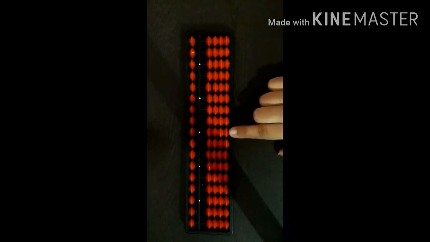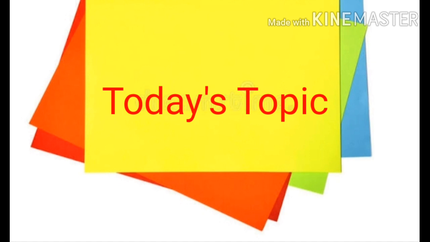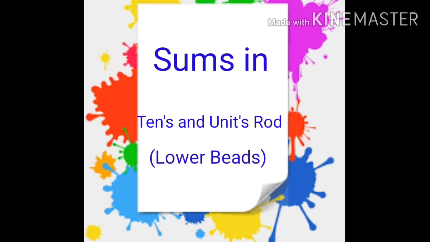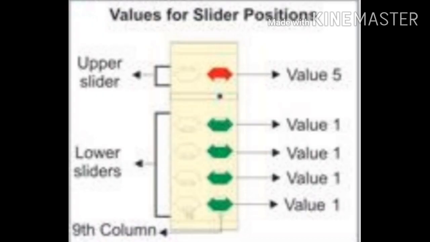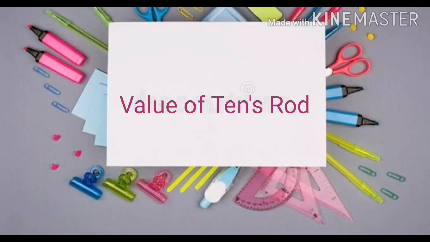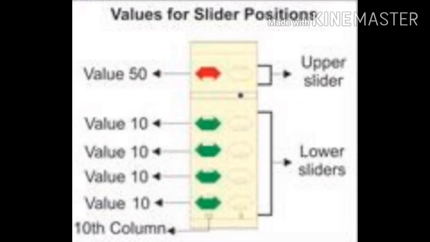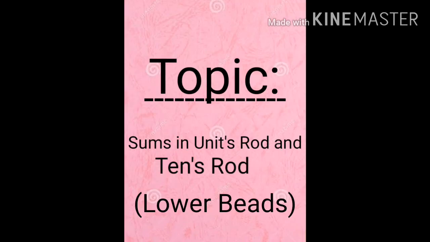So students, now we will go to today's topic. Today's topic is sums in tens and units rod, lower beads. First of all, we will do a quick revision of the value of the units rod. As I told you earlier, the upper bead value is 5 and the lower bead is 1. Now the value in the tens rod: the upper bead value is 50 and the lower bead's value is 10. Now we will go to our topic, sums in units and tens rod, lower beads.